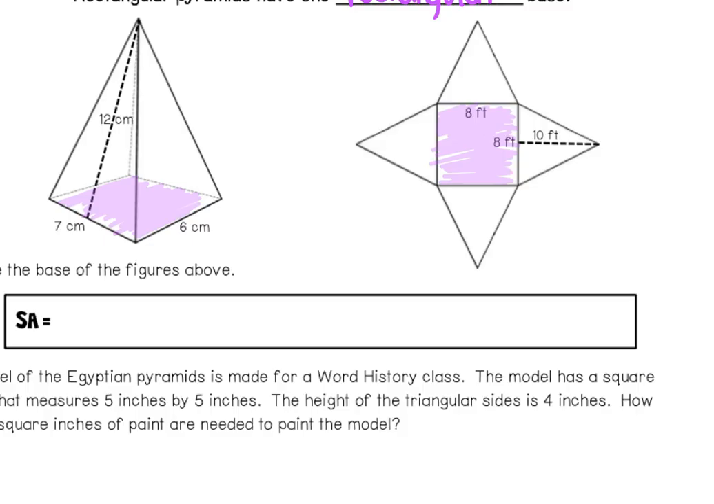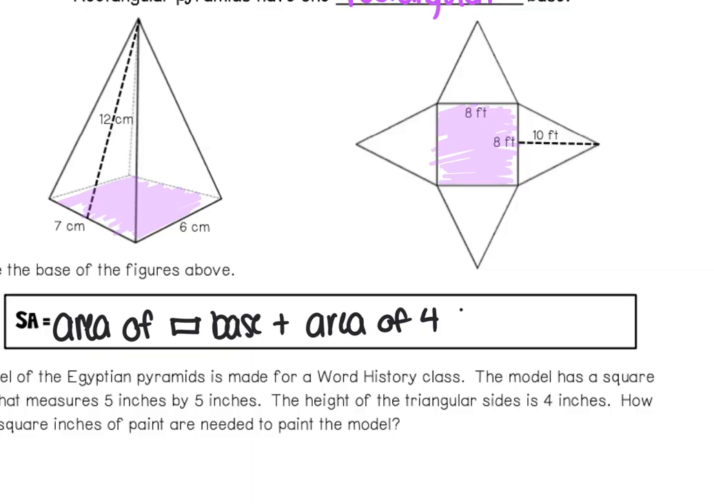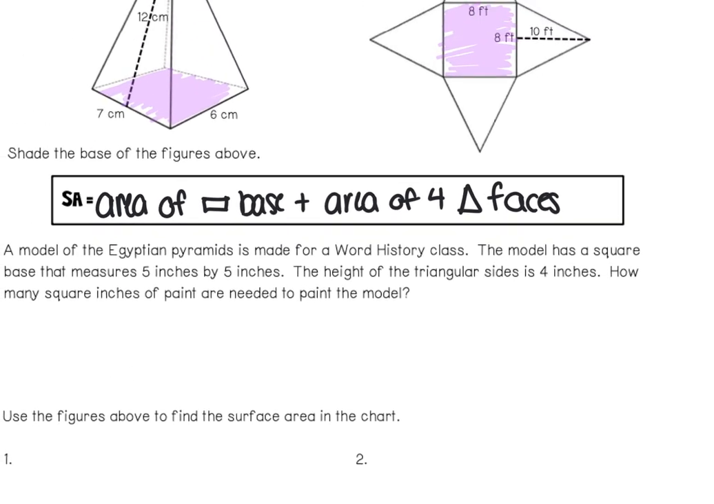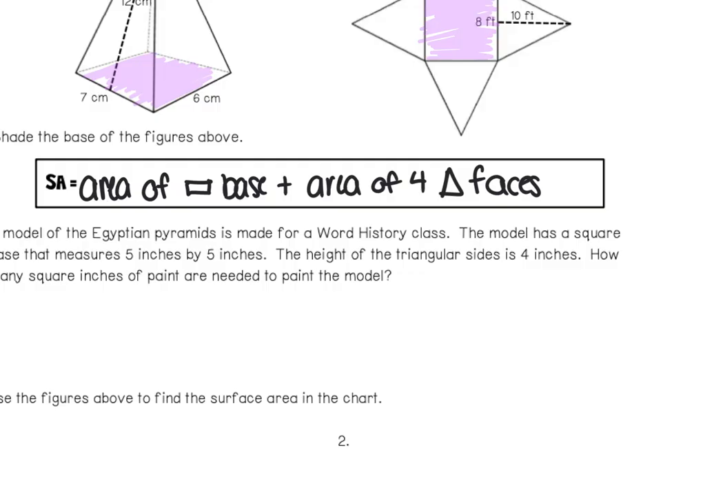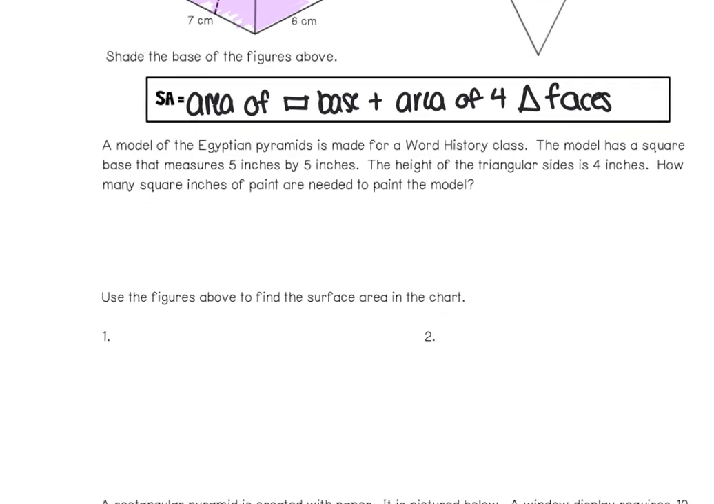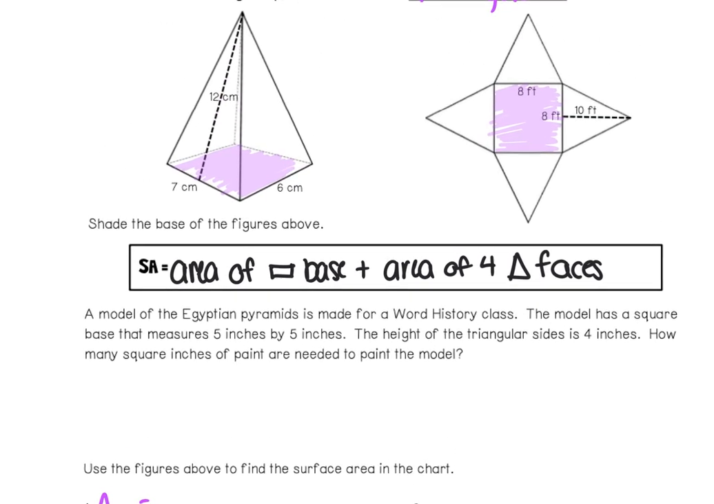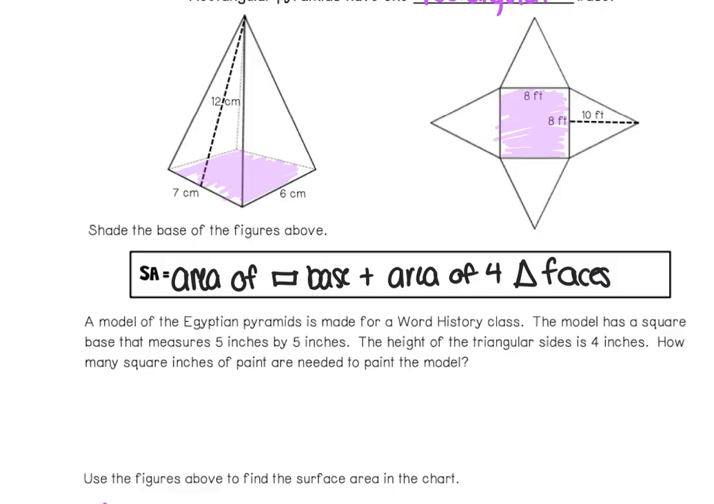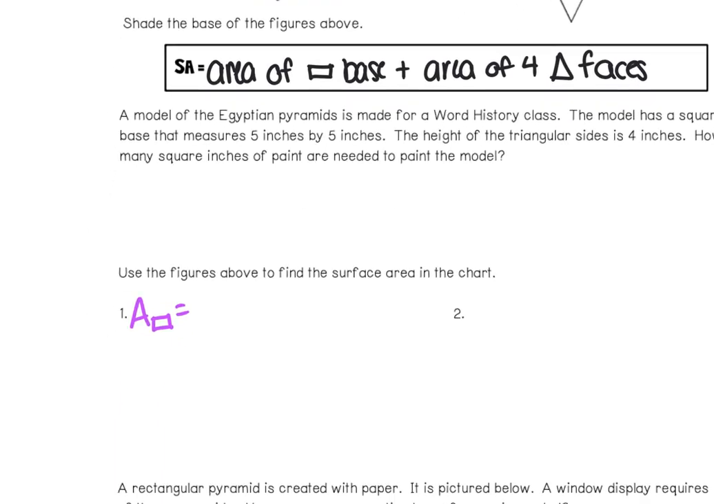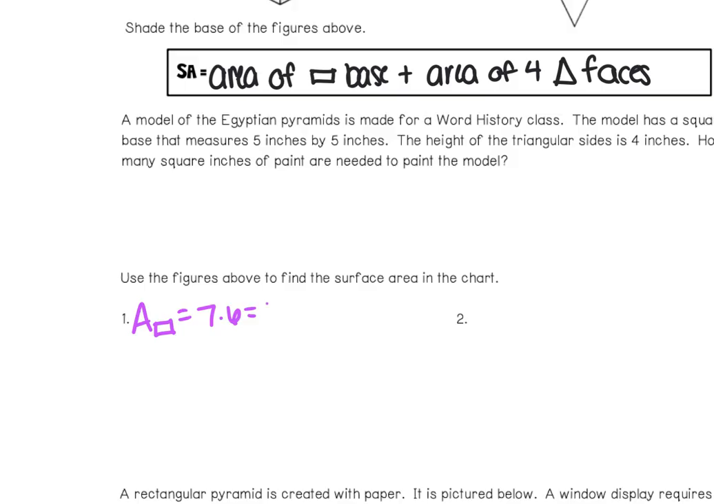So for a surface area of a rectangular pyramid, we need the area of the rectangular base plus the area of the 4 triangular faces. This question about the model of Egyptian pyramids, and we're going to jump down and find surface area of just the 2 that are given. So let's start with the bases that we just shaded. So we're going to say the area of that rectangle. On this one, that rectangular base, how would I find the area of that rectangle? Aiden, bless you. Good. 7 times 6, which is 42.